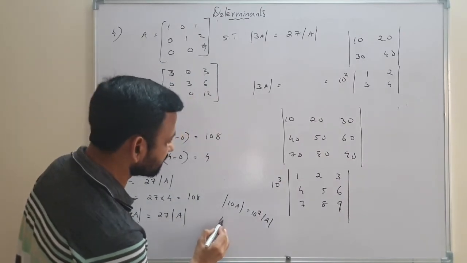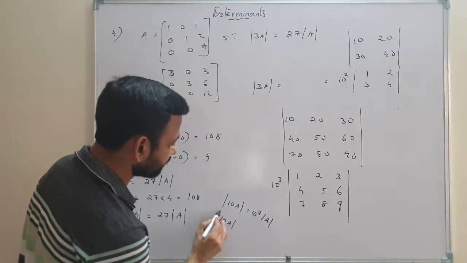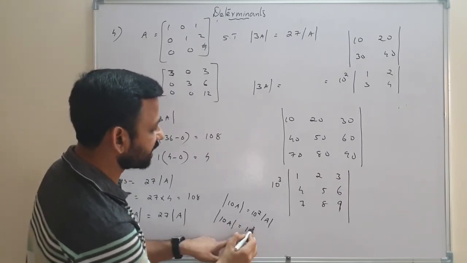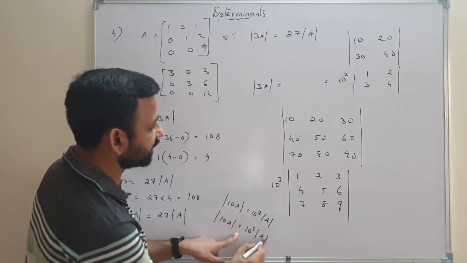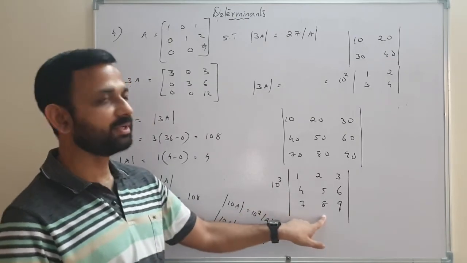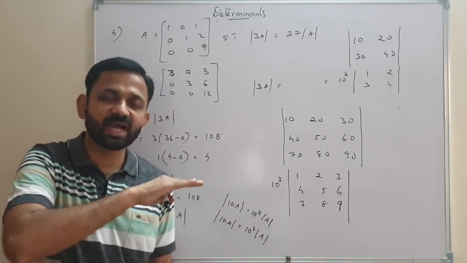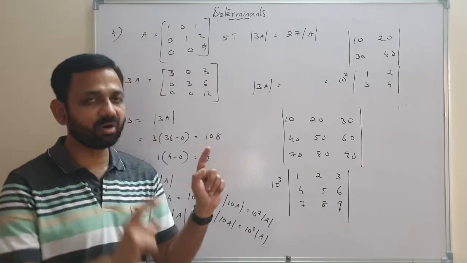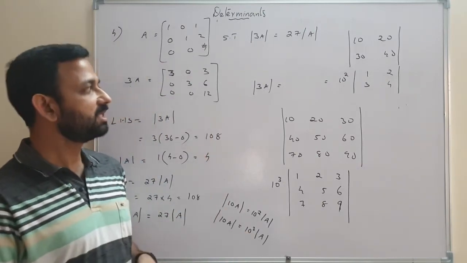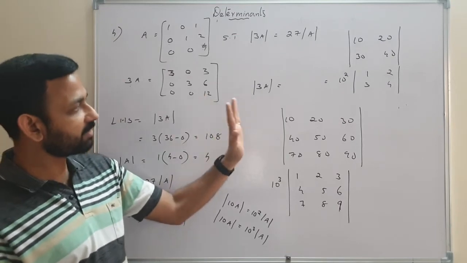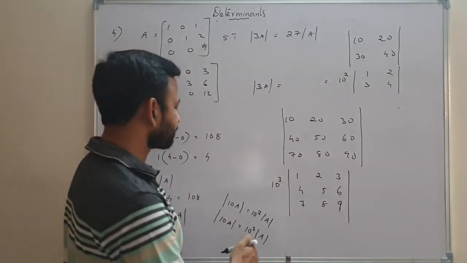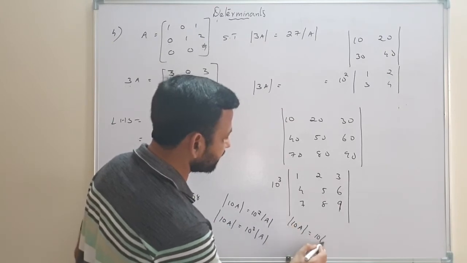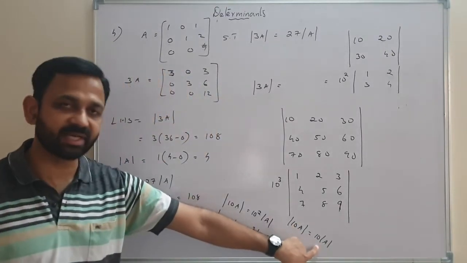And if it is 3 by 3 matrix, when you take 10 outside, it will be 10 cube into determinant A. 3 by 3, that means we have 3 rows. So that's why 10 cube. So that depends on the order of the matrix. If it is a 1 by 1 matrix, then determinant 10A is equal to 10 into determinant A.